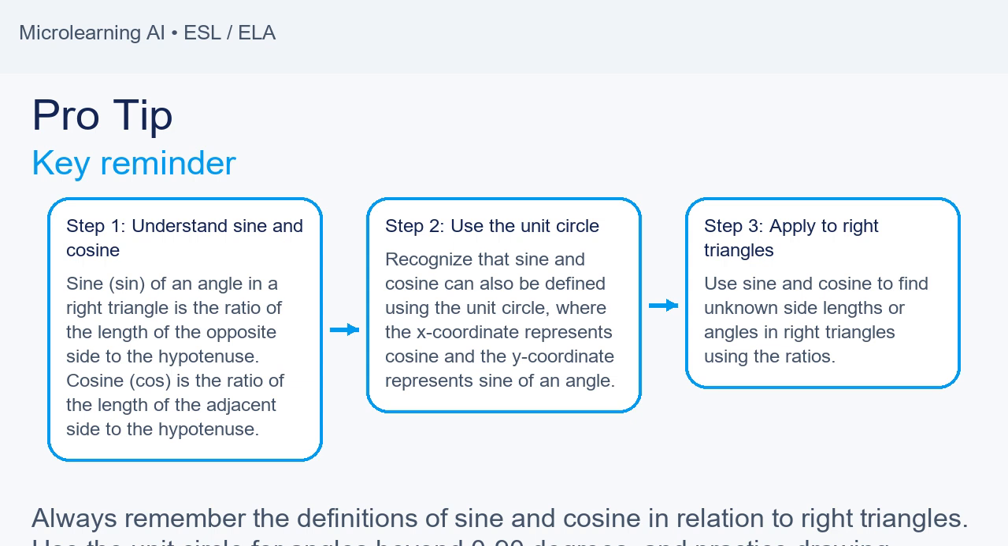Pro tip. Always remember the definitions of sine and cosine in relation to right triangles. Use the unit circle for angles beyond 0 to 90 degrees, and practice drawing triangles to visualize problems.